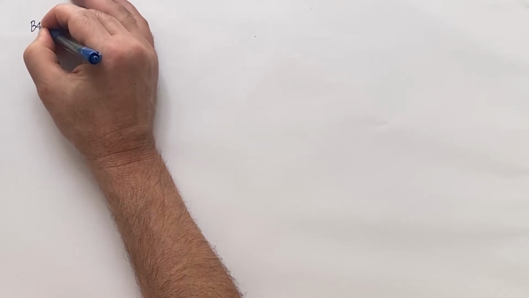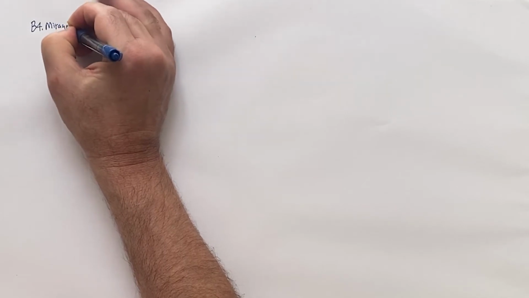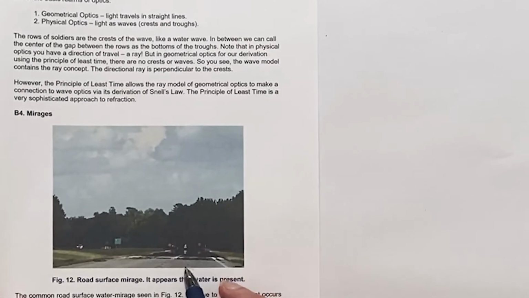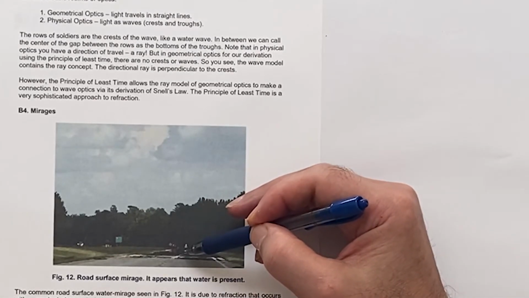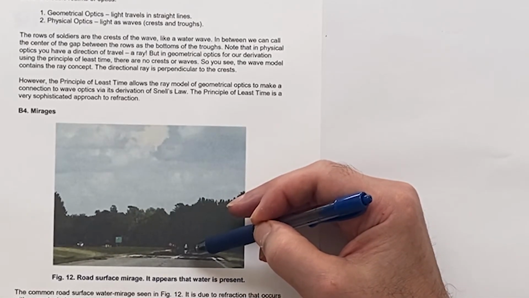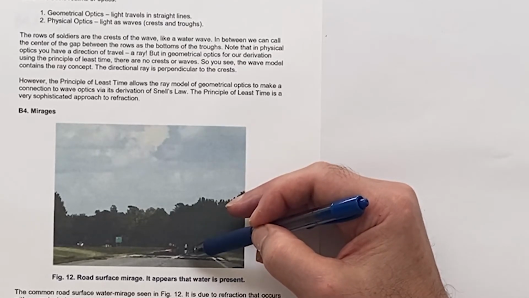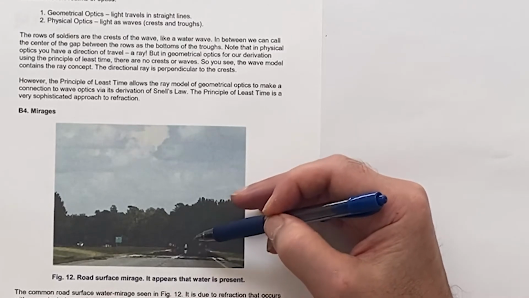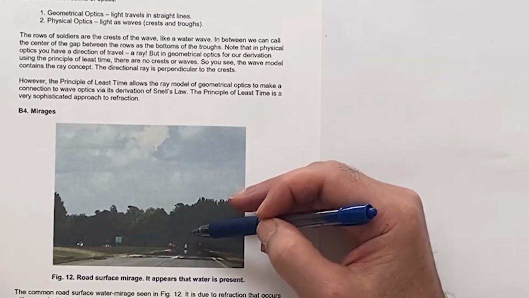Mirages. The Mirage, B4. And the famous road mirage, where you think there's water in the road. When I traveled to North Carolina as a boy with my family, I remember seeing this on the highway. I says, "Dad, why does it appear to be water there?" And my dad said, "Son, that's a mirage." But we're gonna look at this mirage.